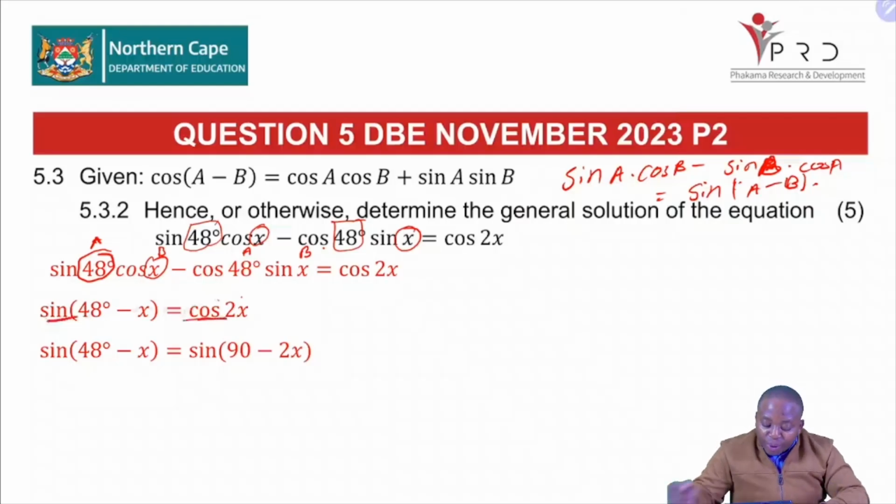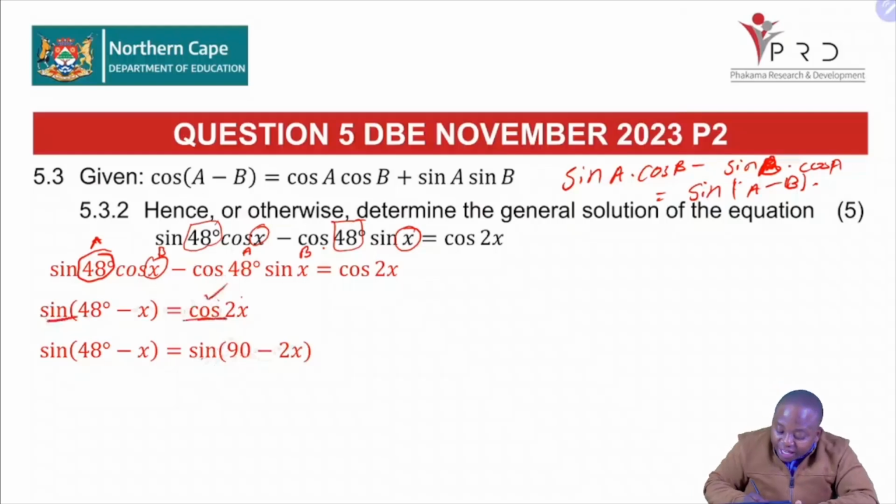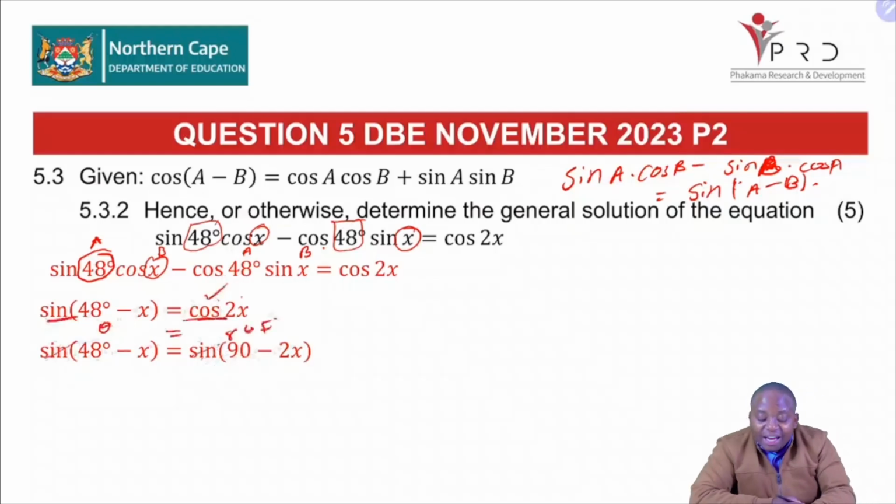The easier way to do it is to change this cos into a sine using the cofunctions. I know that the cofunction of a cos is sine, so I have sin(90 - 2x). I can simply look at it in this way: the sine and sine will divide out, and I'm going to remain with my angle, you can just call it theta, which is equal to my reference angle. So those are the two angles I'm remaining with, the theta and my reference angle.